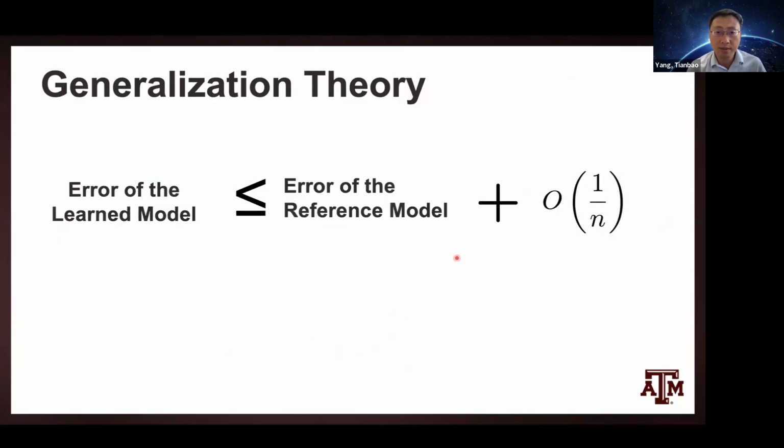And then there is another result we developed. We want to compare the generalization performance of the learning model of our method with the reference model. We want to see how much data we need in order to achieve the same level of generalization as the reference model. So the generalization error of the learning model is bounded by that of the reference model plus big O of 1 over m, where m is the number of data used for training.